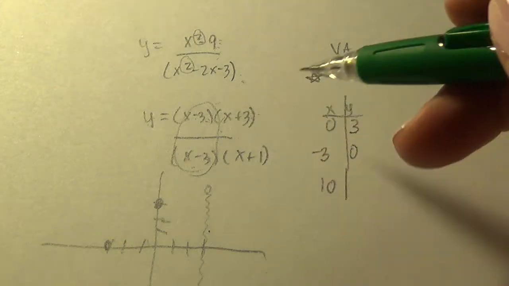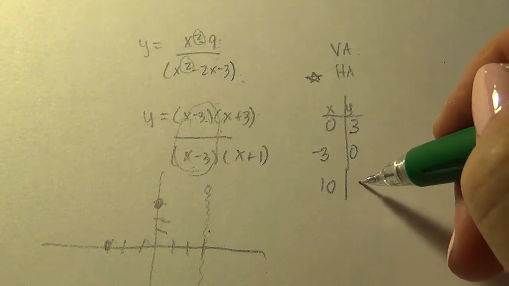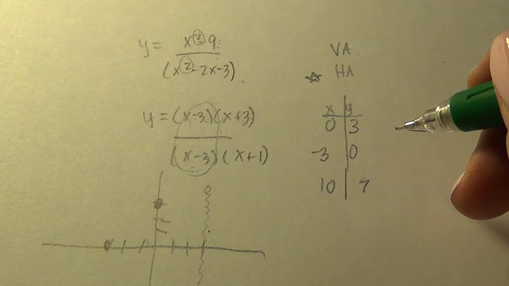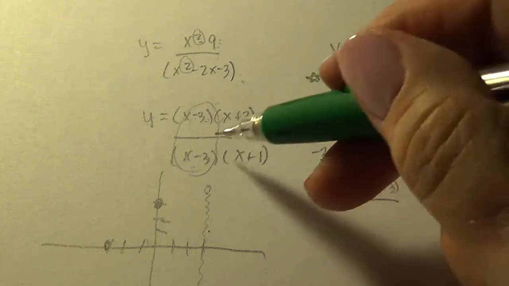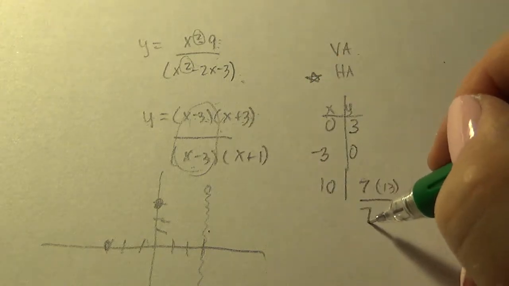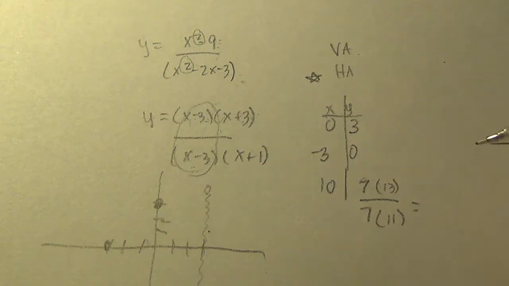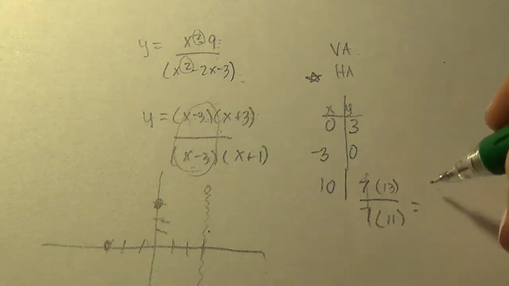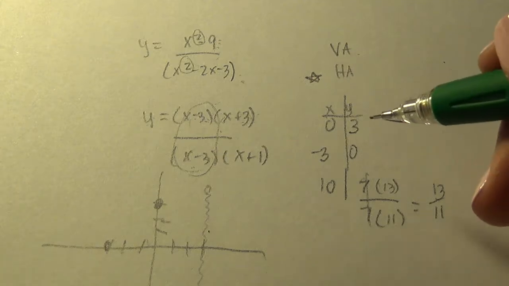I like this form. So I get 10 minus 3 is 7 times 10 plus 3, which is 13, divided by 10 minus 3, which is 7, times 10 plus 1, which is 11. So it ends up being a little bit greater, something like 13 over 11, which is greater than 1. But not by a whole lot.